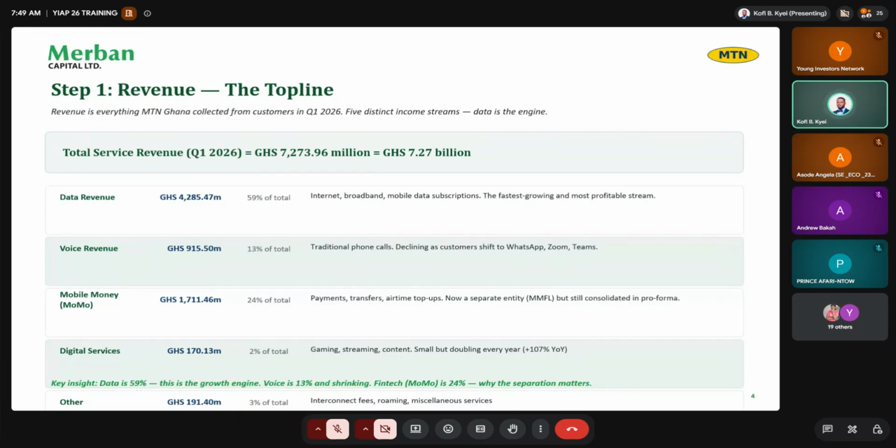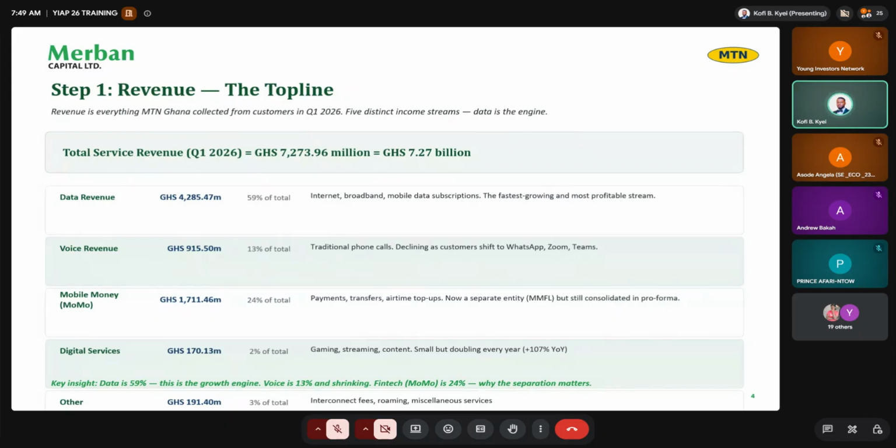These are the components: internet, broadband, mobile data, subscription, etc. And the voice revenue, traditional phone calls that we make, mobile money, we all know mobile money, and digital services, gaming, streaming, content, and so on. So from all of this, we saw that Mobile Money Fintech Limited has been separated from MTN.